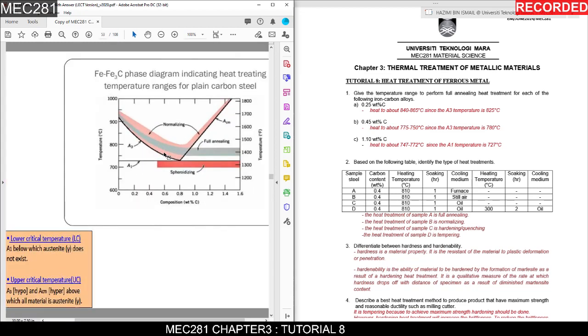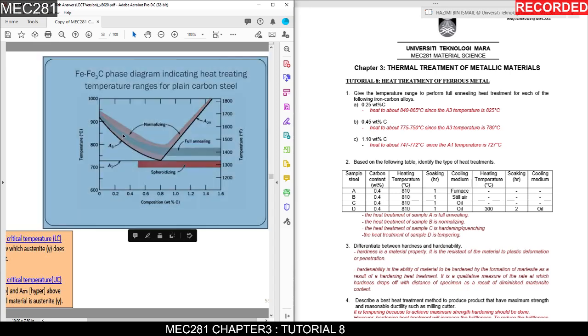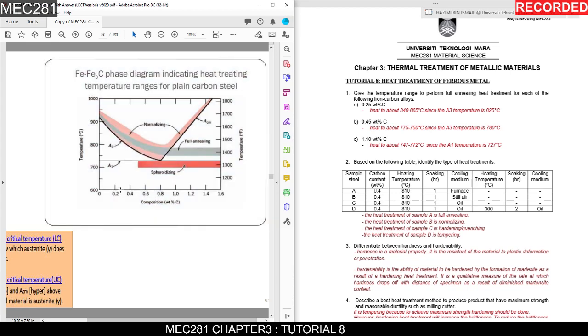You find the percentage of the carbon, let's say here, and then find the treatment that you want to get. Here is the full annealing. The full annealing process is represented by the gray region here. So find the temperature at that composition percentage, and the upper limit, and so there is the limit region of the temperature that you have to heat.